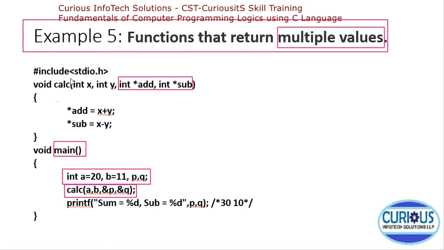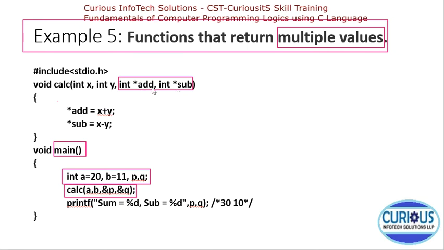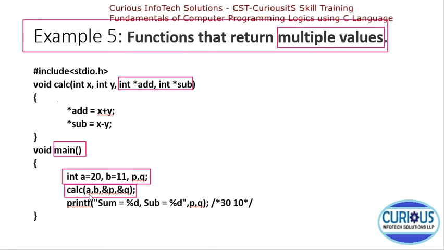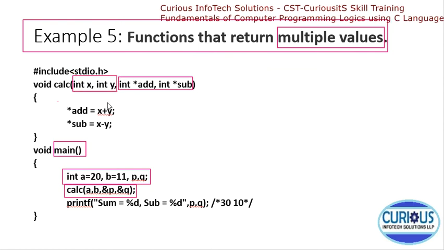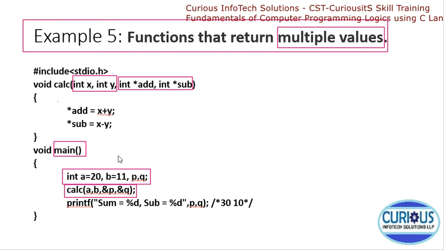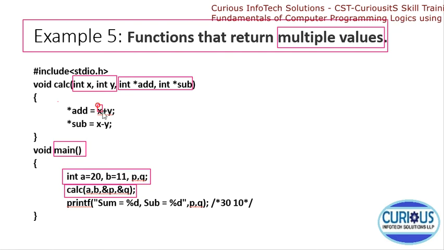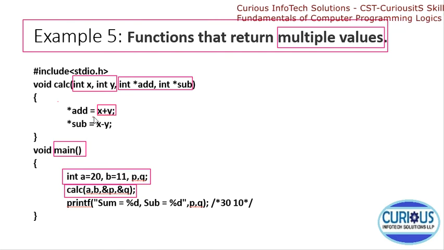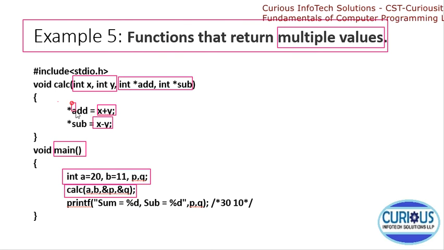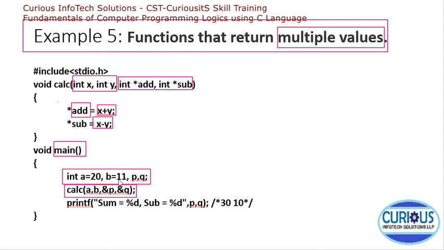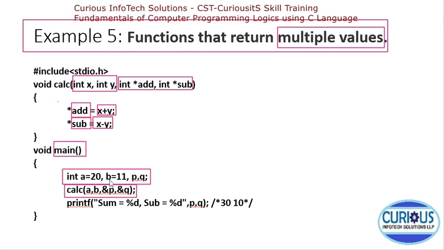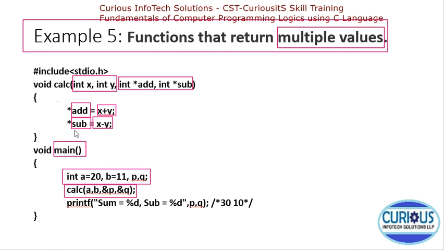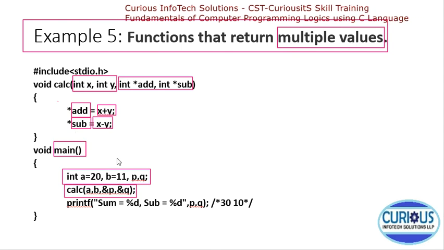Now here we have null, nothing is there, but in a and b we are sending the values x and y. So x becomes 20 and y becomes 11. So here we will put x and y. We will get the add of x and y, that is 20 and 11, that is 31, and here we will get 20 minus 11, so you should get a 9.